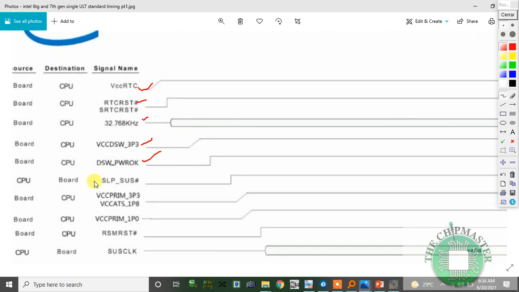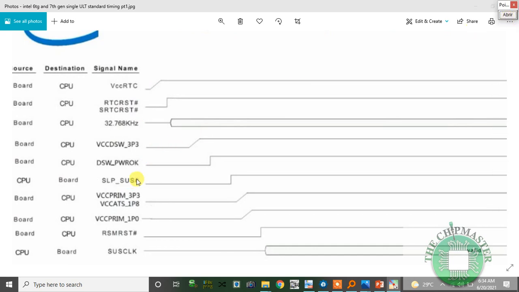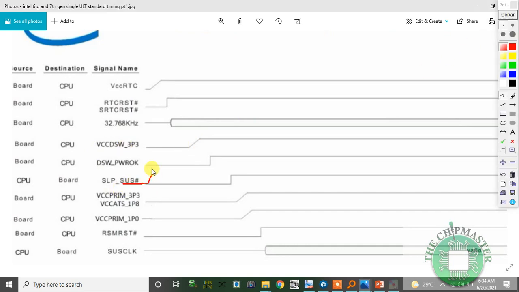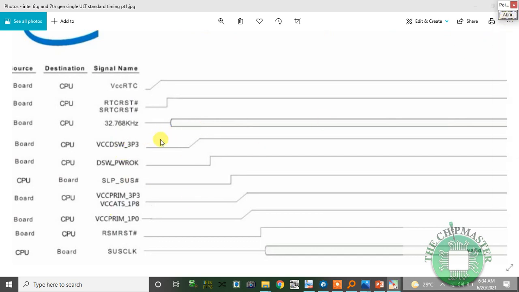Now we're going to look at the SLP_SUS signal. The SLP_SUS signal is used to turn on the light sleep. So this is for the deep sleep, and this is for light sleep. This is deep sleep, DS. It's kind of difficult to draw with the mouse. So this is the deep sleep power supply, and this is the light sleep power supply turn-on signal, SLP_SUS. If the board supports deep sleep, then SLP_SUS will be at a high level.